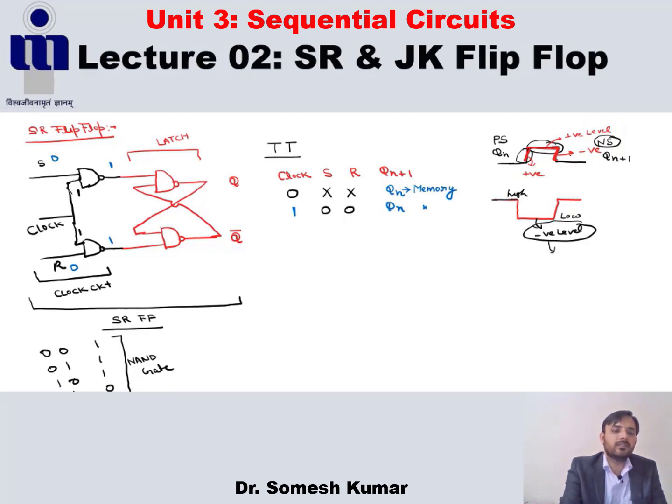Fine. So in the next combination, clock is 1, and what is the combination here? S is 0, R is 1. So what happened here? In the next case, S is 0, R is 1.